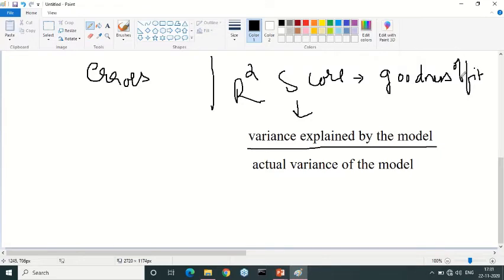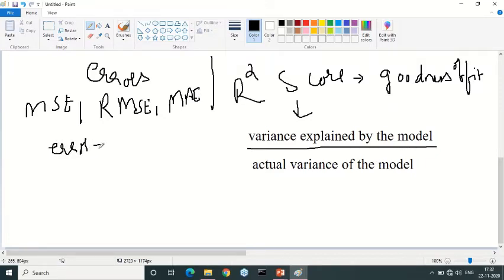Now, what are the errors? The errors which we try to find out are MSE, RMSE and MAE. Now how do we calculate them? As you all know, the general equation for any error is equal to the original value minus the predicted value, right, which is the error.